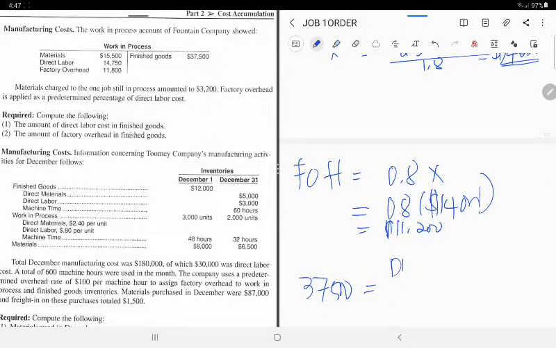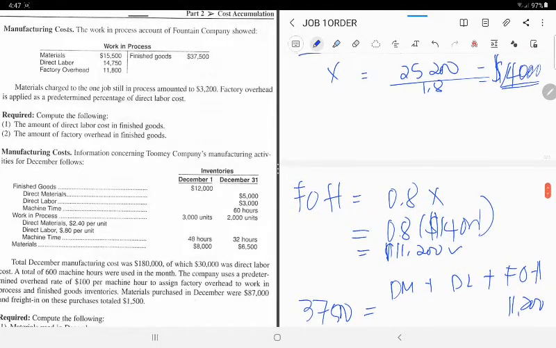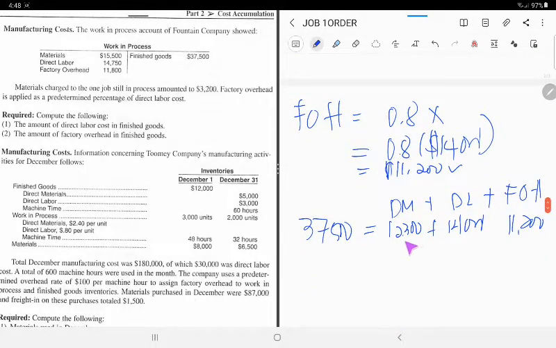Let's check if it will be 37,500, equal to direct material plus direct labor plus factory overhead. What did we compute here? 11,200. What is our direct labor? 14,000. And the materials we computed earlier: 15,500 less 3,200, which is 12,300. Is it equal to 37,500? Correct.